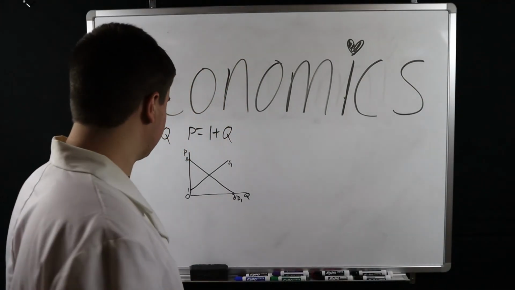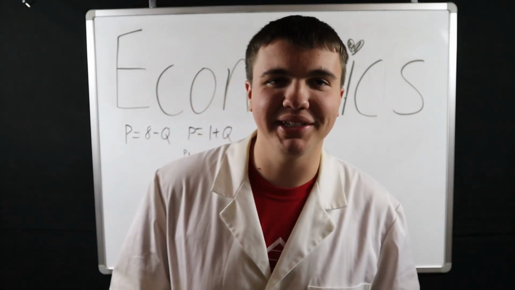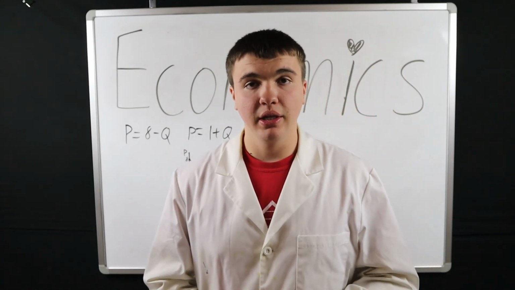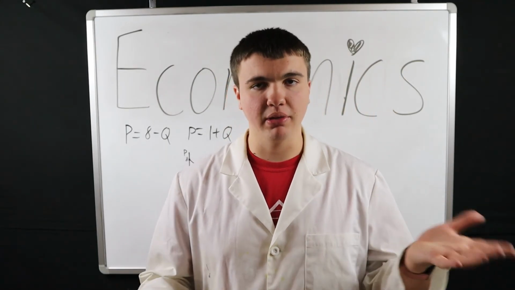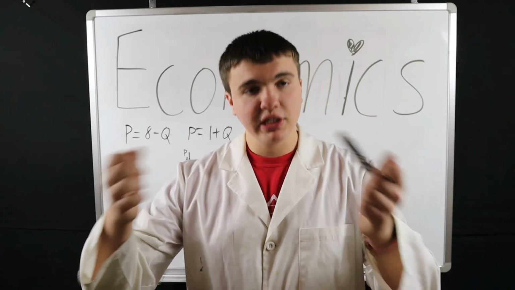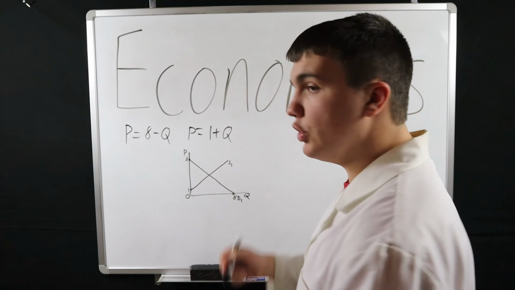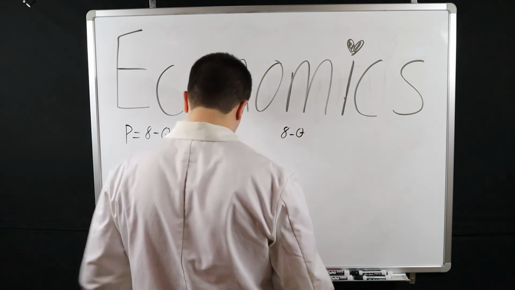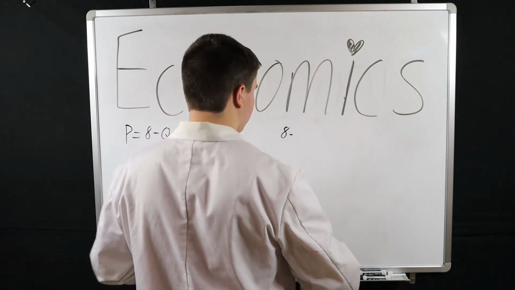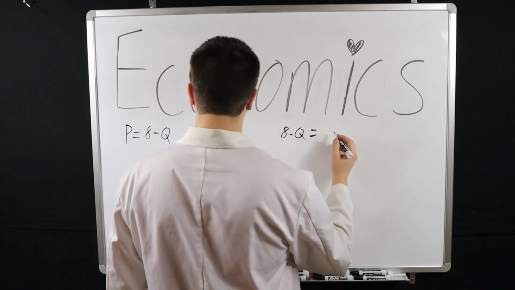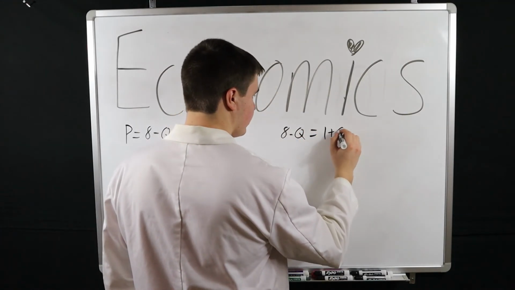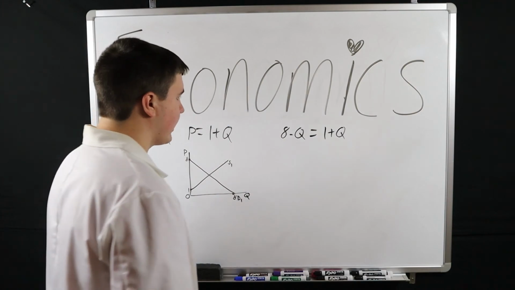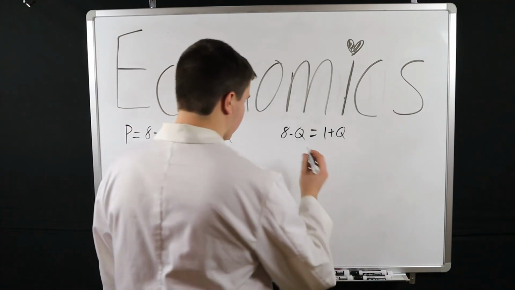Okay, I had to redo this because I got distracted and I erased the wrong thing. So the point where these two lines meet is the market equilibrium, the equilibrium price and quantity. These can be found by setting the two equations equal to each other. So we'll take our demand curve, 8 minus Q, set that equal to our supply curve, which is 1 plus Q. If you're following along at home, write that down. Alrighty. So we're going to do some algebra here. I'm just going to quickly buzz through this.